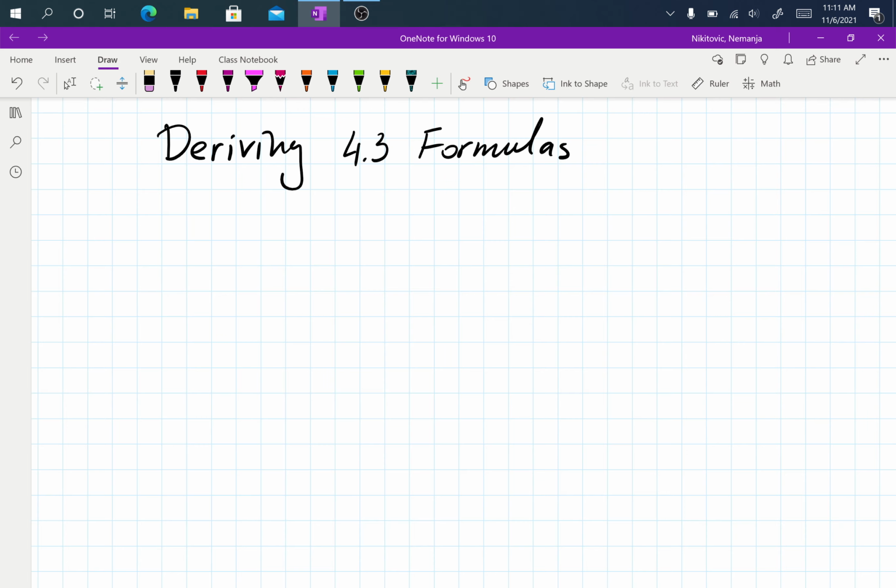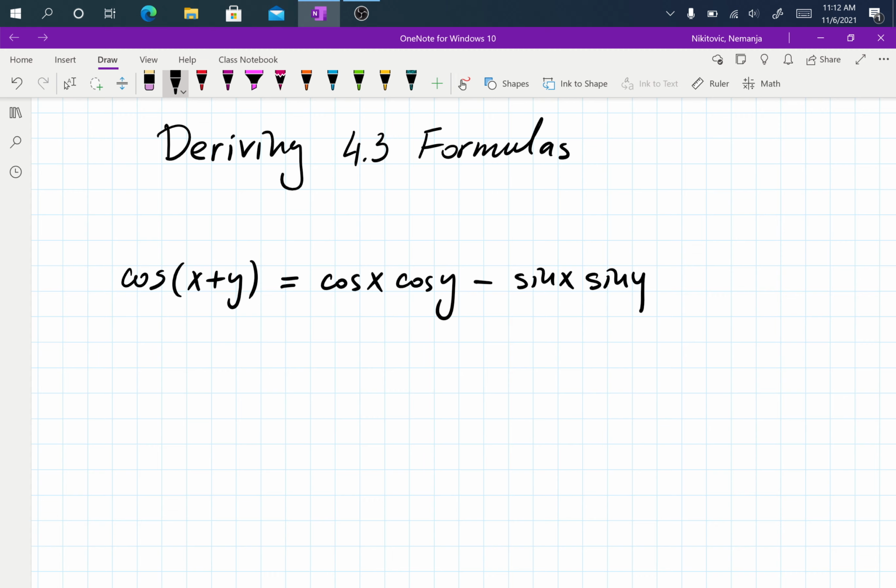This is a special video on deriving formulas for 4.3. We're going to derive the double angle, the half angle, and power reducing formulas, and all of that is coming from this one formula for the sum of two angles under the cosine. So cosine(x + y) equals cosine x cosine y minus sine x sine y.